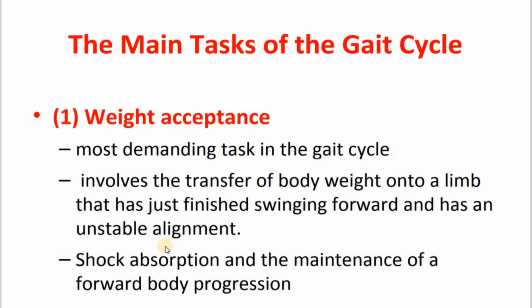So what are the main tasks of the gait cycle? Weight acceptance is the most demanding task of the gait cycle, because your legs should be able to accept the body's own weight. It also involves the transfer of body weight onto one limb that has just finished swinging forward and has an unstable alignment. So there will be a transfer of weight from one limb to the other, and it should have completed the initial contact. Then shock absorption: at initial impact it should be able to absorb the shock provided by the body weight, and maintain forward body progression.